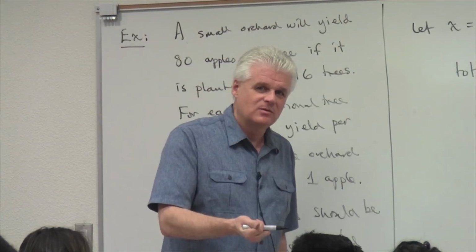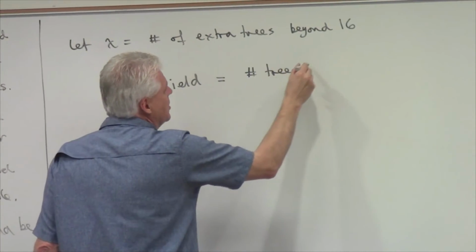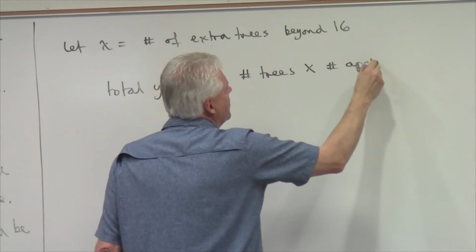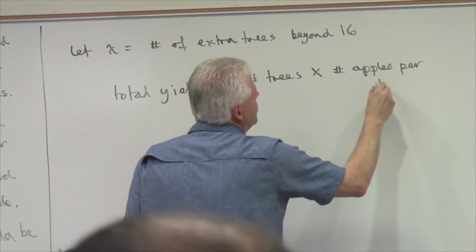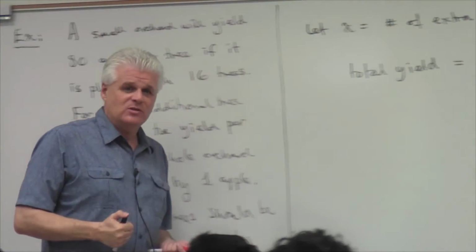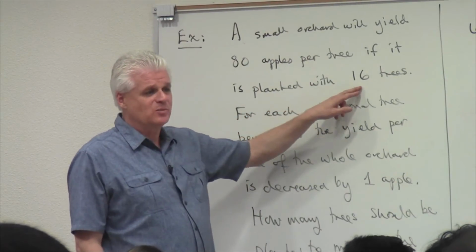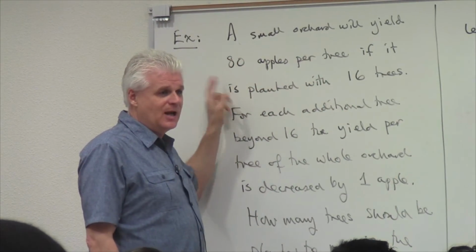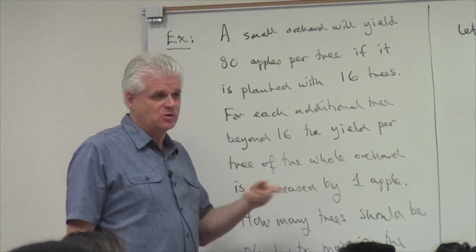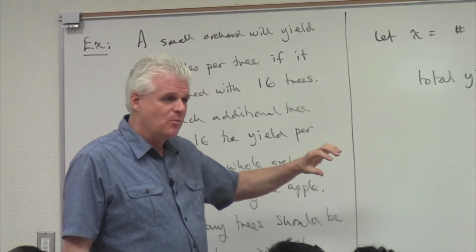Does that make sense? Okay? It's just the number of trees in the orchard multiplied by the number of apples per tree. So at the beginning, before we started messing with it, it would have been 16 trees multiplied by 80 apples per tree, right? That would have been the base amount. But now we're going to start putting extra trees in, apparently. And so that's going to start varying somewhat.